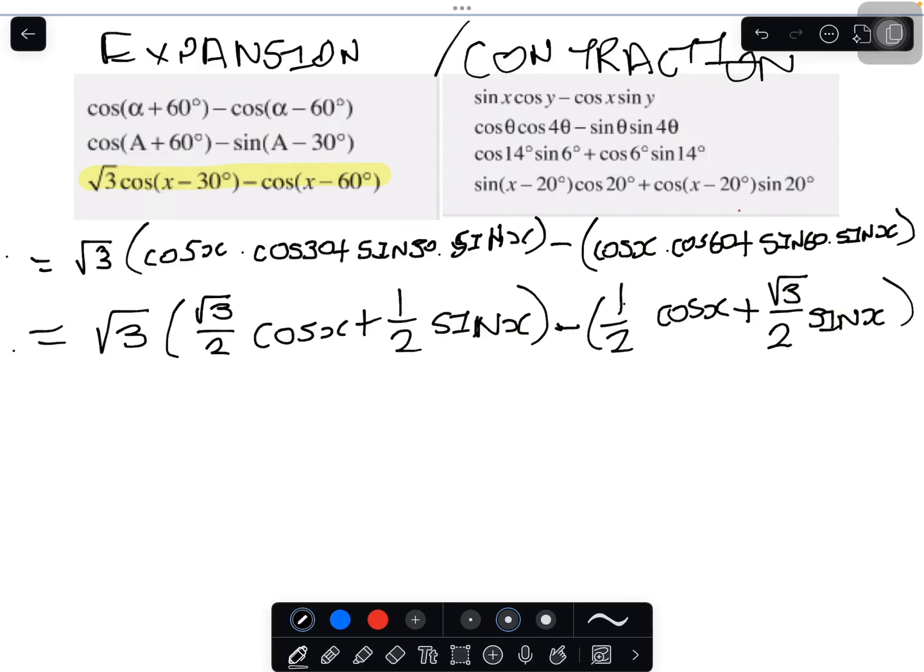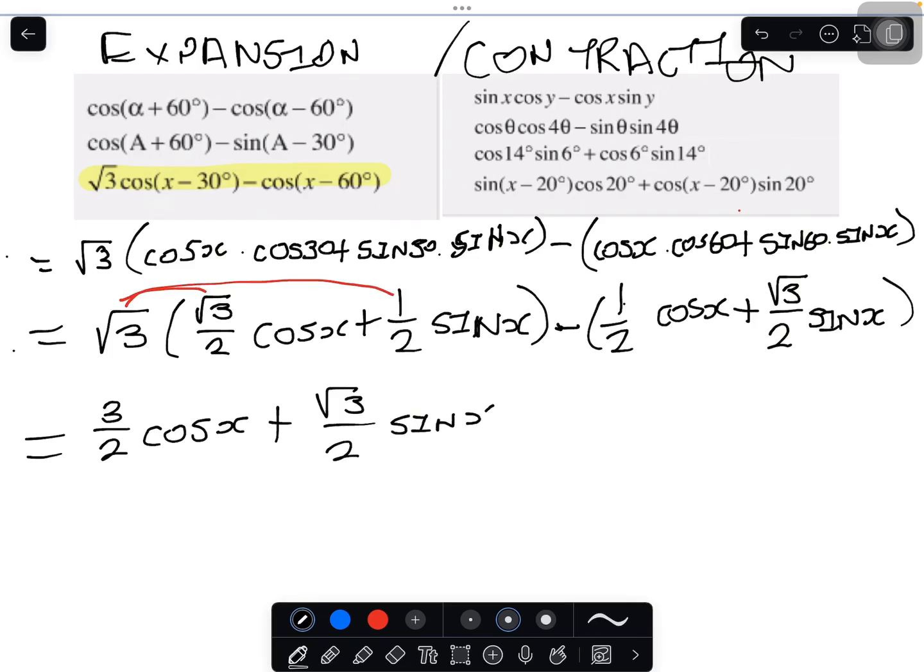Now let's apply our multiplication to this. So I'm going to multiply here, and then I'm going to multiply to this other term here. And I'd be left with 3 over 2 cos x plus root 3 over 2 sine x minus a half cos x minus root 3 over 2 sine x.